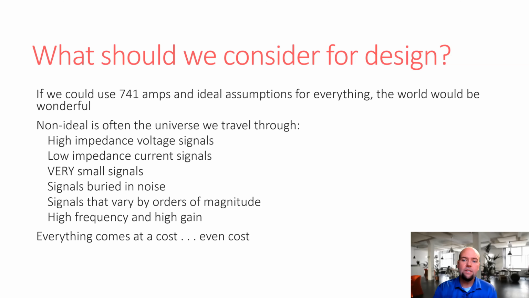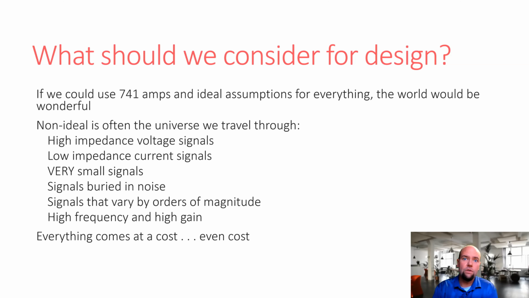The types of things we have to deal with are high impedance voltage signals and low impedance current signals. Both of these are non-ideal. Also very small signals, signals buried in noise, and signals that vary by orders of magnitude. Let's say you're trying to measure light intensity. In a very dimly lit room in the middle of the night, the light intensity could be 6 orders of magnitude smaller than on a sunny day. It could be 12 orders of magnitude smaller. I'm making up the numbers as I go here. But there are many cases where you'd want to measure light in all those situations.